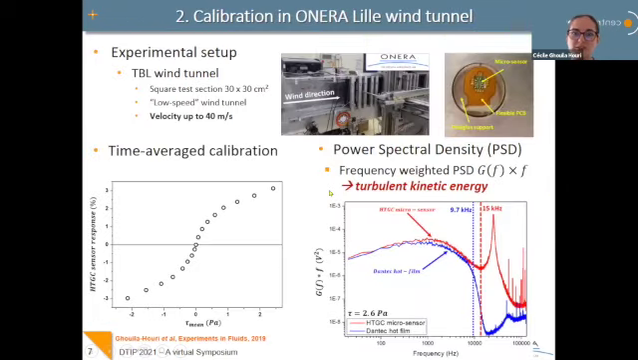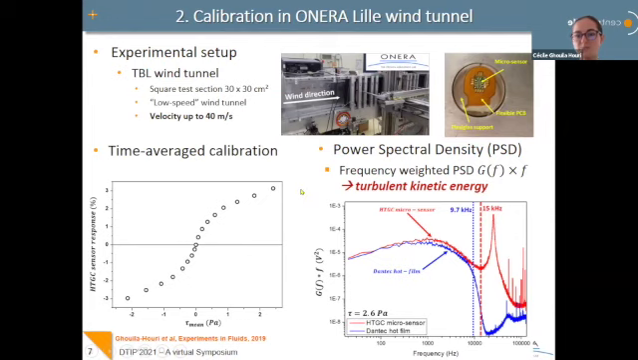We moved to ONERA Lille to calibrate the sensor in the turbulent boundary layer wind tunnel. That tunnel is very well instrumented, so that we can deduce the wall shear stress exactly at the wall. So we could calibrate the microsensor. Here you have a photograph of the integration of our sensor in the wall of the wind tunnel, and we could measure the shear stress from minus 2.5 to 2.5 Pascal. And here you have the response of the microsensor.